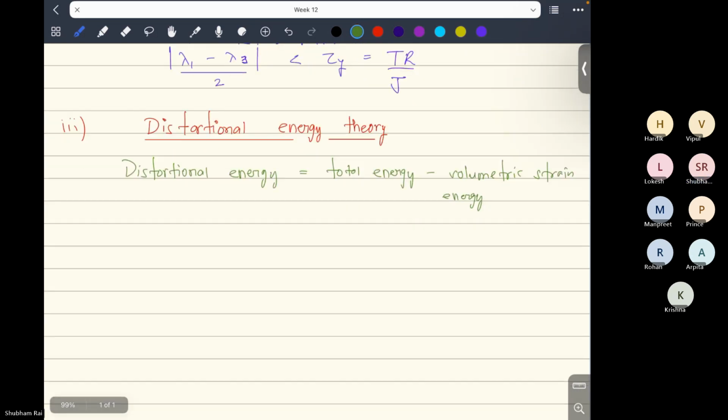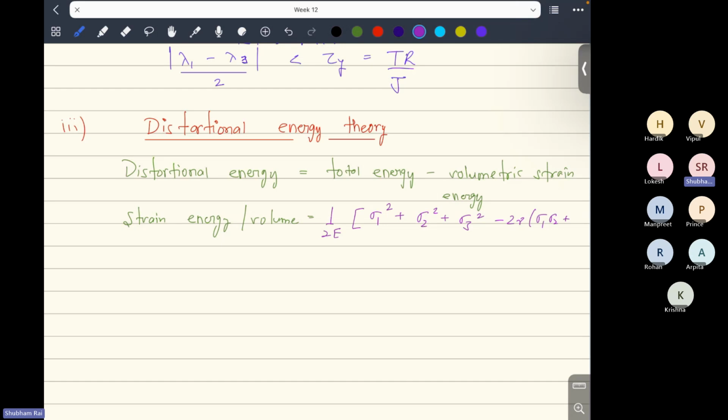So now, let's firstly write down what is strain energy per unit volume. If you remember, the expression for strain energy per unit volume is nothing but 1 over 2E, and in terms of principal stresses, I'm writing, it is sigma 1 square plus sigma 2 square plus sigma 3 square minus 2 nu, where nu is the Poisson's ratio, times sigma 1 sigma 2 plus sigma 2 sigma 3 plus sigma 3 sigma 1.